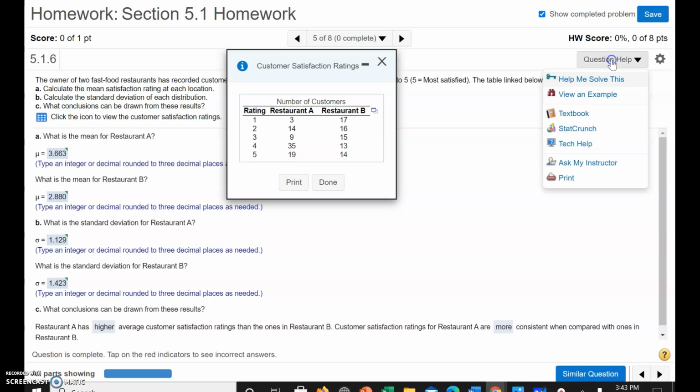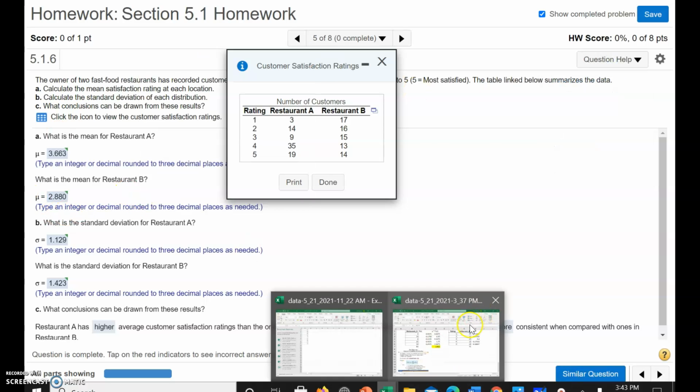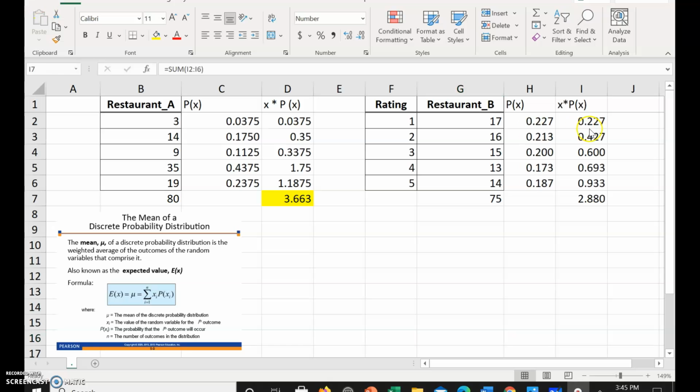And I went to check, and it does say round to 3 decimal places as needed. So we are going to round our probability to 3 decimal places. Okay, and then you're going to multiply your rating, which is this column, which is X, times P of X. And so I did that, and then I got my sum. So that is my mean. So this is the mean for restaurant B, and this is the mean for restaurant A.